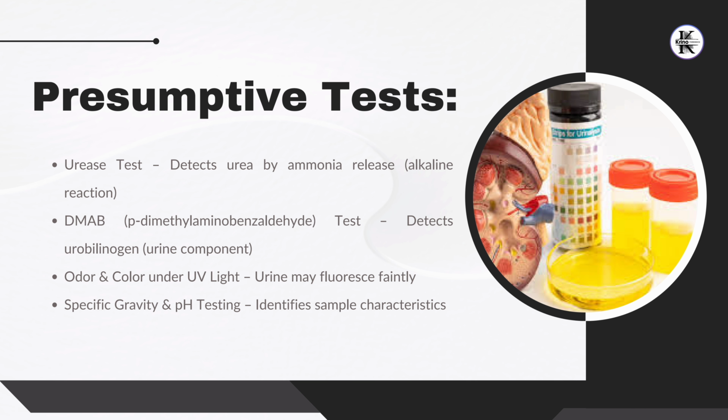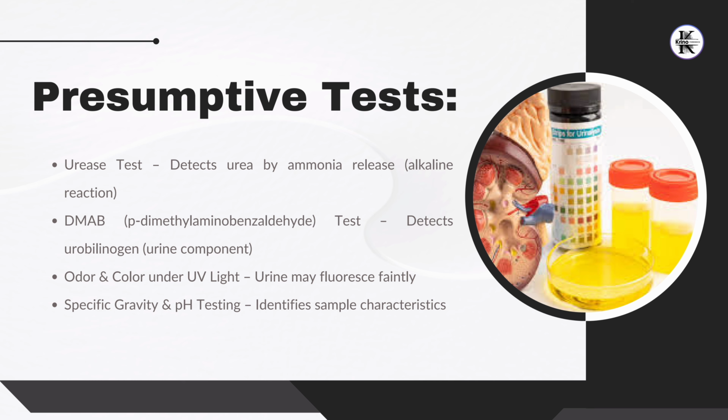Now let us move on to the presumptive tests for urine. Presumptive tests are preliminary tests that help in suggesting the presence of urine, but they are not conclusive. The first test is the urease test. This test detects the presence of urea by the release of ammonia, which produces an alkaline reaction. The second test is the dimethylaminobenzaldehyde test. This test detects urobilinogen, which is a component of urine.